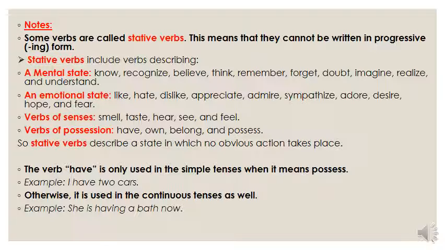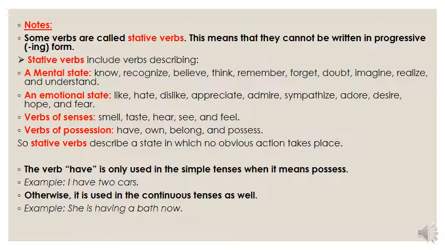So also these are used in their root form. These verbs, the stative verbs, describe a state in which no obvious action takes place, okay? You cannot see the action which is happening. Now, just a quick note related to the verb have.